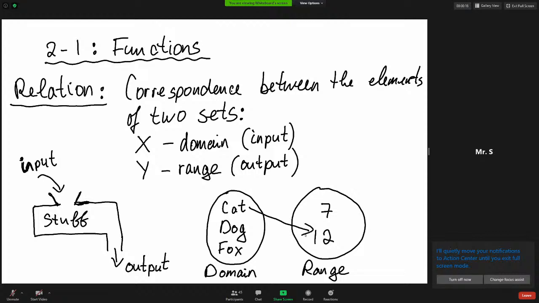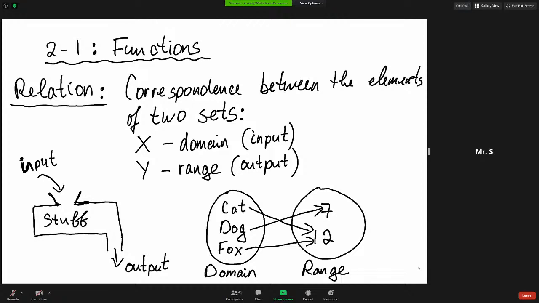Cat corresponds to 12, dog corresponds to 7, and fox corresponds to 12, whatever that may be. But this represents a correspondence between two sets, and that's what we mean when we say a relation. So again, relation: correspondence between two sets. And most of the sets that we're going to encounter will have some numerical elements in them.